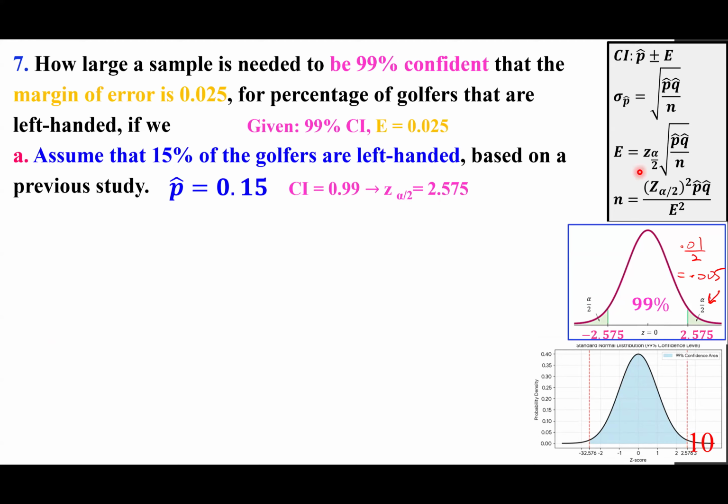Let's plug it into this. Into this goes the Z value, P hat is 0.15, Q hat, of course, is 1 minus that. So let's calculate the Q hat first. So we have everything, and just follow the given, everything here, plug in.